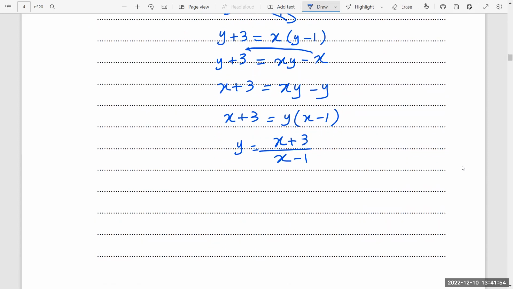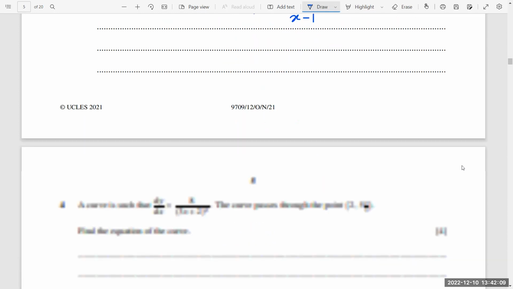Just y, this is just a dummy variable, you can write it: f inverse of x is x plus 3 over x minus 1, and this is the inverse function, f inverse of x.